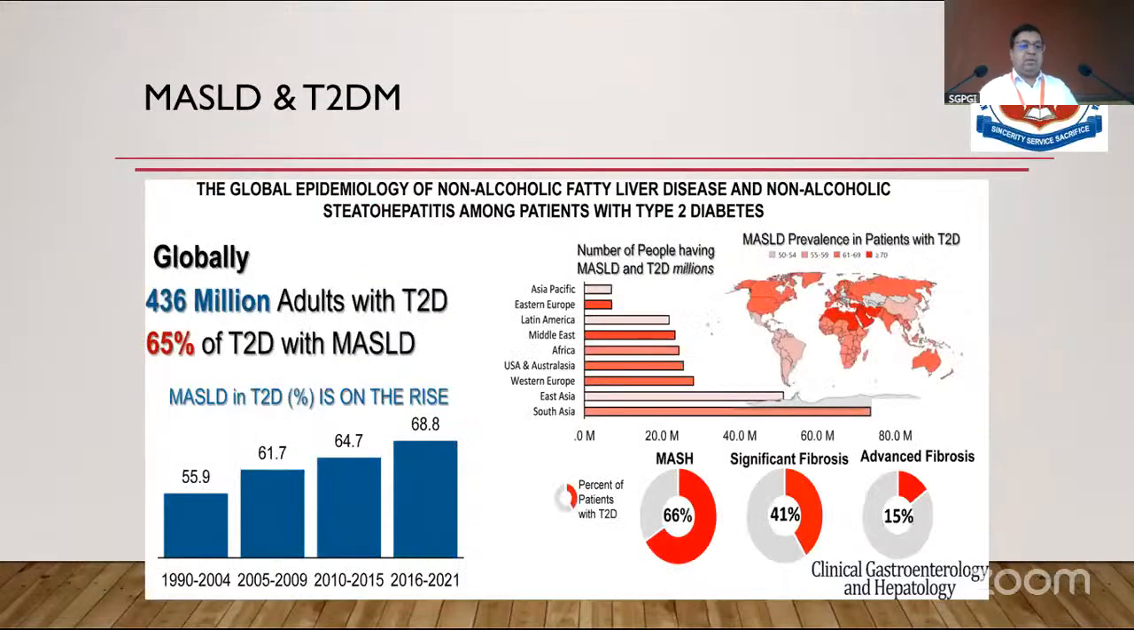This diagram is showing that globally about 36 million adults have type 2 diabetes mellitus, and 65% of the diabetic patients have MASLD. And in MASLD with diabetes, 66% of patients have MASH, 41% have significant fibrosis, and advanced fibrosis was present in nearly 15% of the cases.